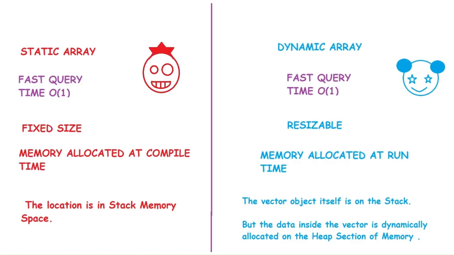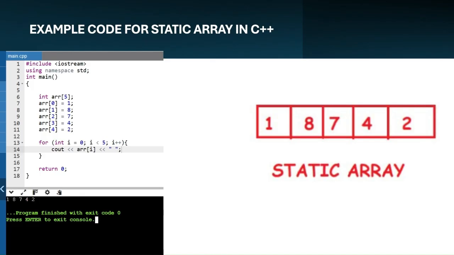The dynamic array, which is called the vector, has the object of the array lying in the stack section of memory, but the data inside the vector or the dynamic array is dynamically allocated on the heap section of memory. So we can clearly see that where each type of array lies in the memory structure of the computer is different. This is the code for a static array in C++.